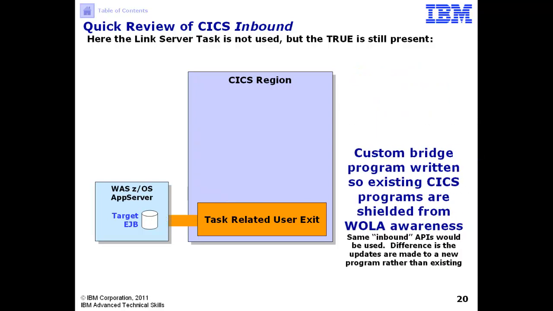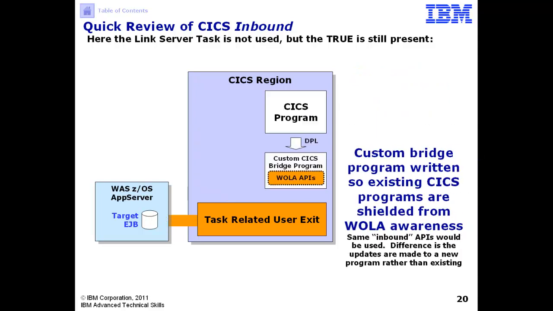An alternative is to write a small bridge program that implements the Wola APIs. Your existing CICS programs simply DPL the custom bridge program. Your existing CICS programs remain unchanged. The custom bridge program becomes a kind of Wola service to programs in the CICS region.